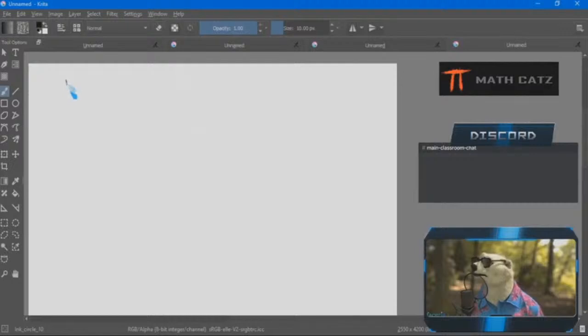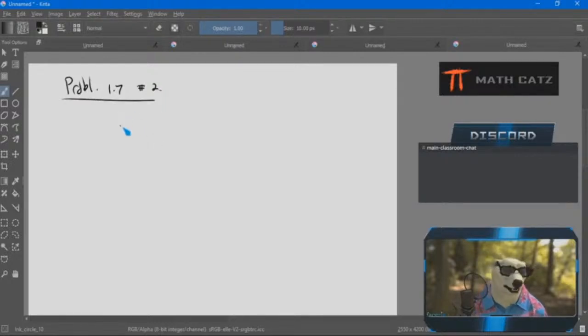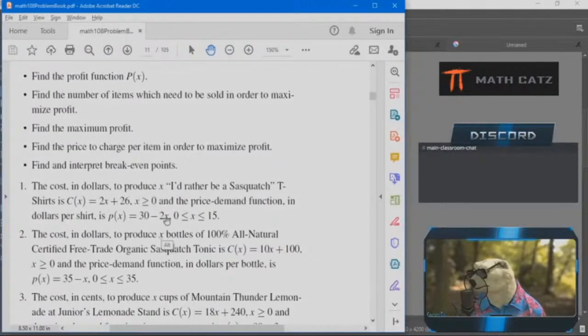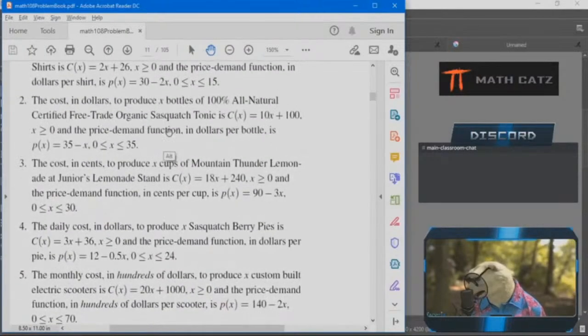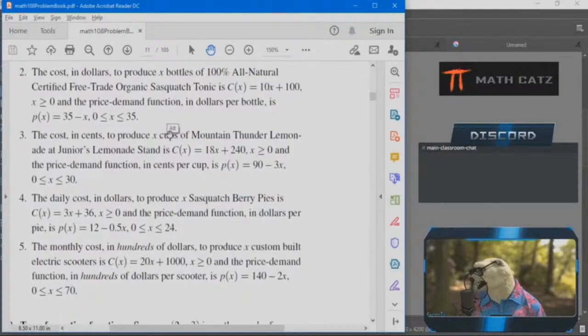But now that we saw how the problem is handled, let's see if we can squeeze in number 2, and there are a few more that you are welcome to try on your own. So let's have a look at number 2. Almost exactly the same, except the functions that are given are just a little different.